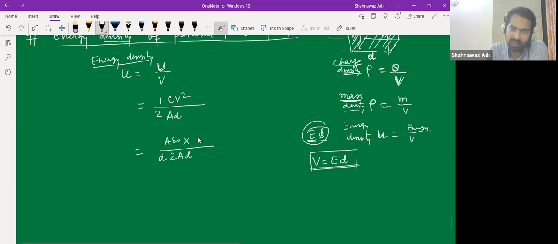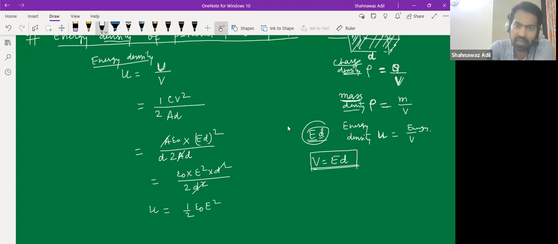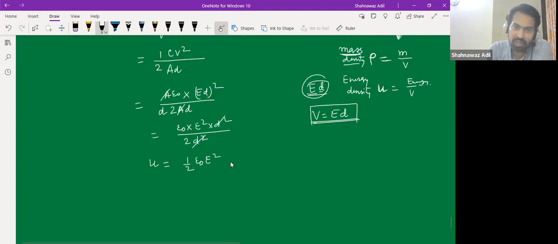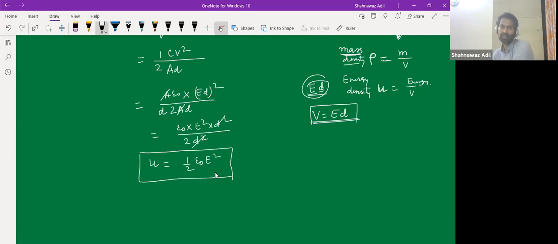So let us plug in that value also. So this is ED whole squared. So A and A cancel, and we have epsilon naught E squared D squared divided by 2, then D squared cancels, and we have half epsilon naught E squared. So this is the energy density of a parallel plate capacitor. Is this part clear, everyone? Yes. Okay, then please write it down.